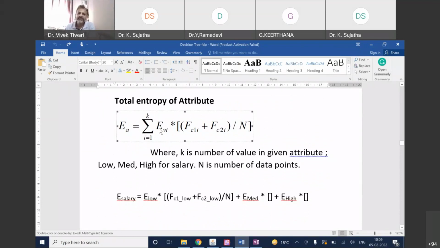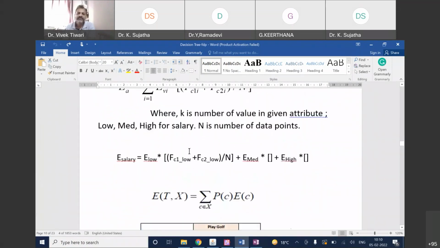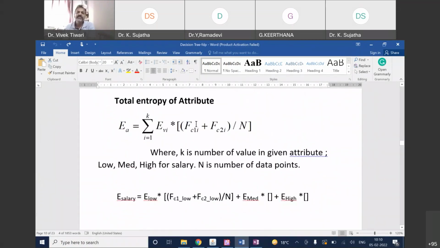So here I'm going to calculate the entropy of the low. E(v_i) means whatever the value, you will measure the entropy of the variable low. Then you have to calculate the overall fraction of the low, including the class C1 and the class C2, where i means low, and divide by the total number of observations. Then plus the same for the medium, then plus the same for the high, because the summation operator is there.